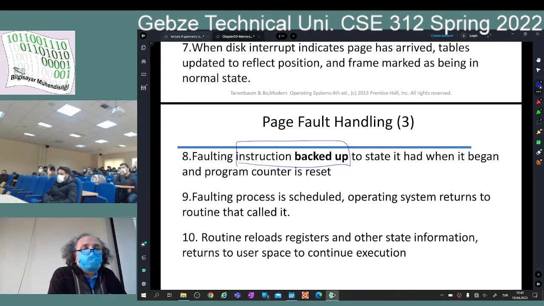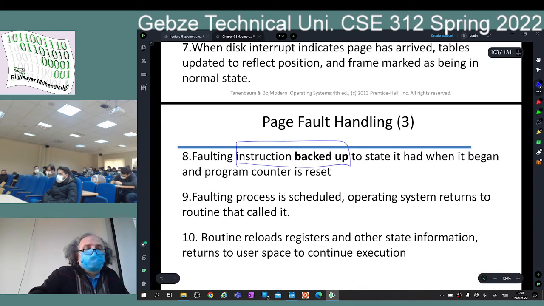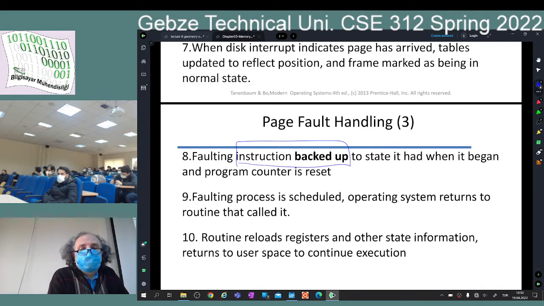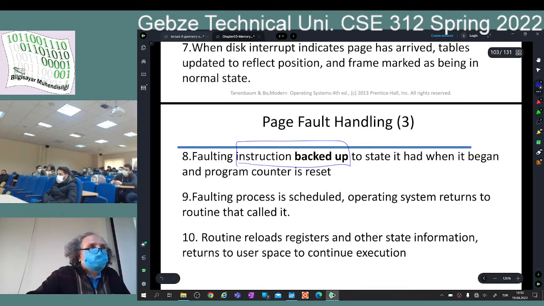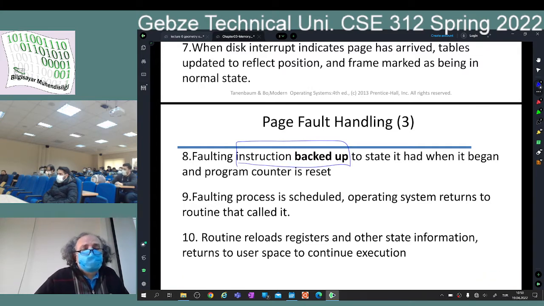So I need to back up that instruction so that I am starting from the beginning. Now I can continue and finish up with the rest of the instruction execution. Okay, and I do the backing up, and that process can now continue its execution. Okay, so the execution doesn't start automatically. I will be put on the ready queue.